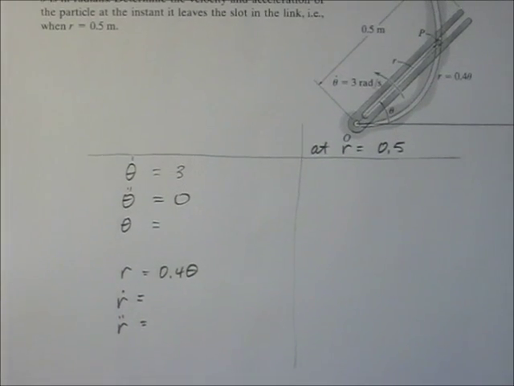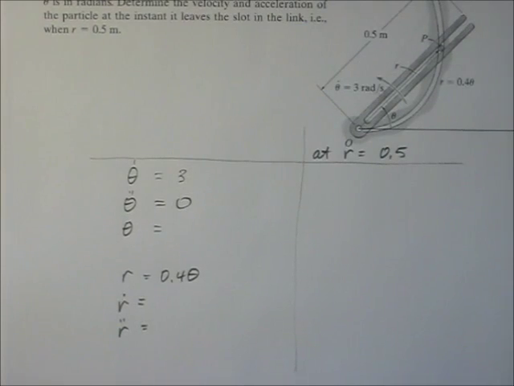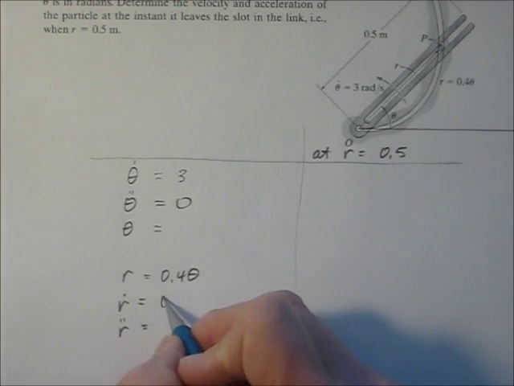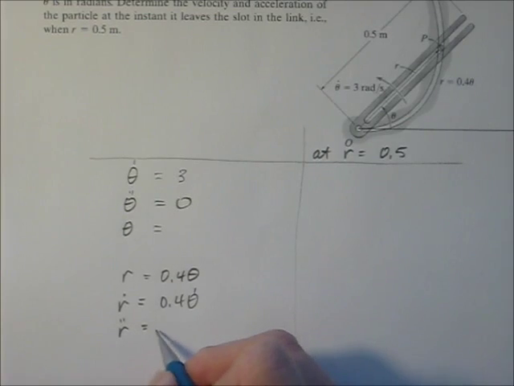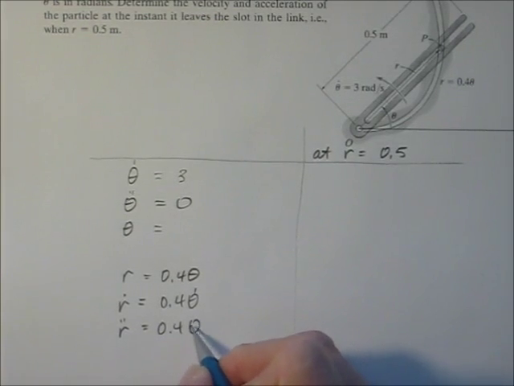So let's go down to r. We're going to say r, as given in the problem, is equal to 0.4 theta. And we can take the derivative of both sides here. Now we get r as a function of time, I mean, that's what these dots are. And we can get this as a function of time since there's no other terms here. So r dot is equal to 0.4 theta dot, and r double dot is 0.4 theta double dot. So that's fairly easy. Now, what can we do?